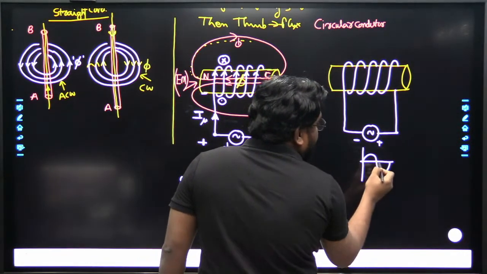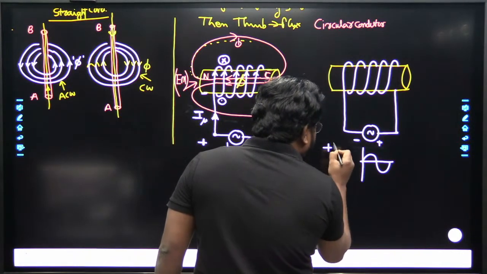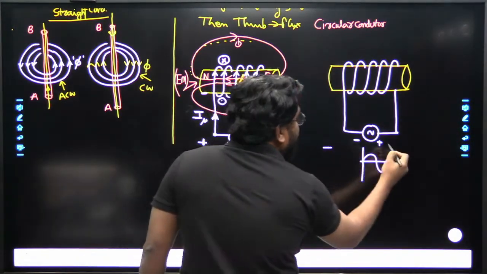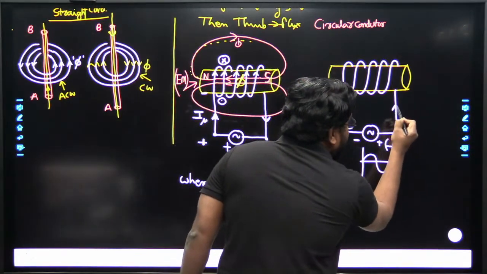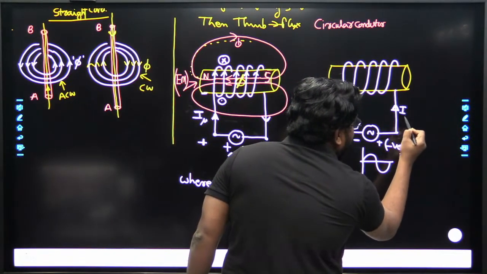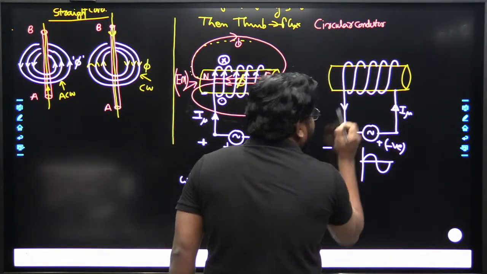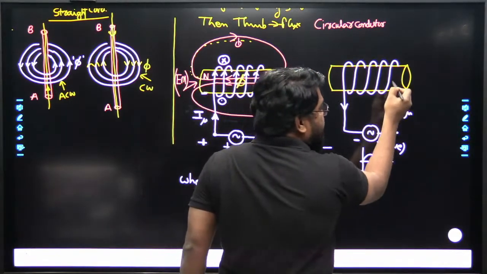Okay, negative half. So now this is the negative half cycle, so negative supply is provided. Now what about the current entering position? This is the current entering, and current comes from here. So here is a current entering.